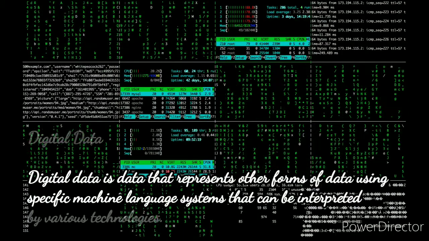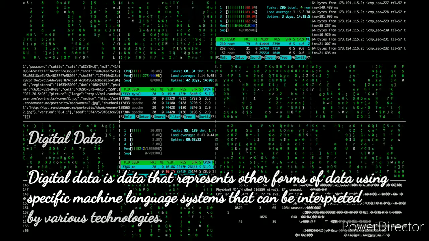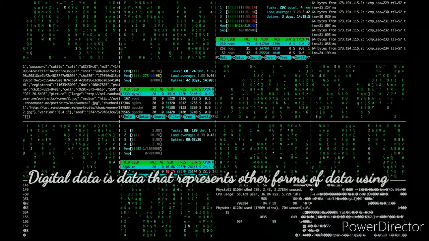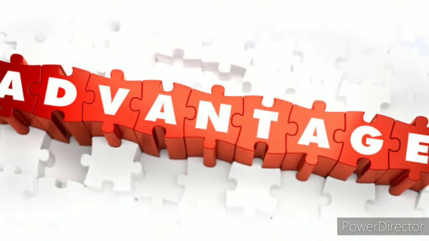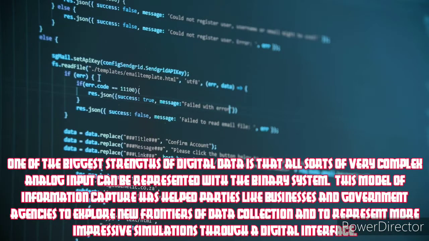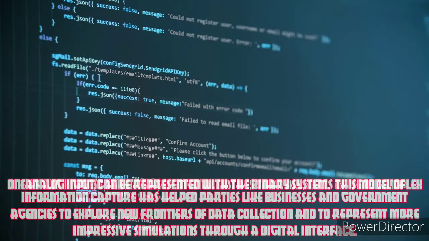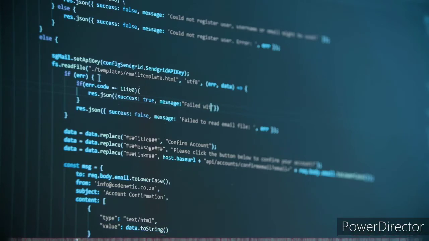Digital data is the data that represent other forms of data using a specific machine language system that can be interpreted by various technologies. One of the biggest strengths of digital data is that all sorts of very complex analog input can be represented with the binary system. This model of information capture has helped parties like business and government agencies to explore new frontiers of data collection and represent more impressive simulations through a digital interface.